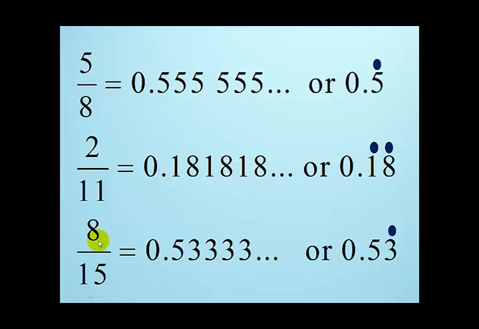Now 8 divided by 15 is equal to 0.53333. So we can see that it is the 3 that repeats itself, and so this can be written as 0.53 with a dot on top of the 3, meaning that it is the 3 that recurs.